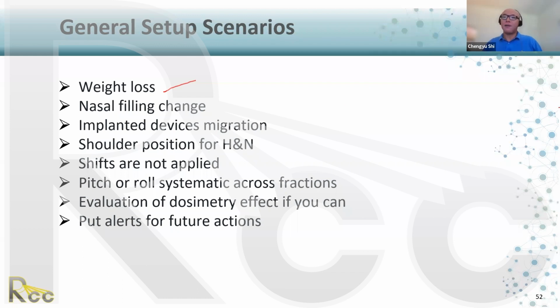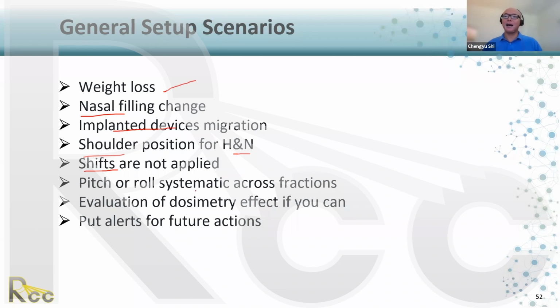So again, nasal filling, like I said, for proton is important, for photon may not be that important. Implant device, pacemaker, ICD, what's the dose? And the shoulder, what's the effect actually? If the shoulder blocked the beam, what's the effect? And shifts are not applied. Oh yeah, it happens. It looked like the registration was pretty good. I said, let's treat it, and the therapist forgot to shift it.